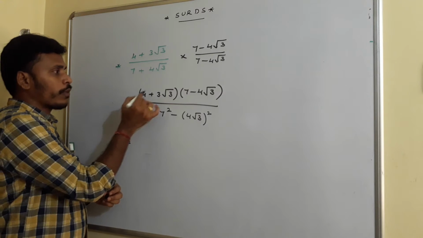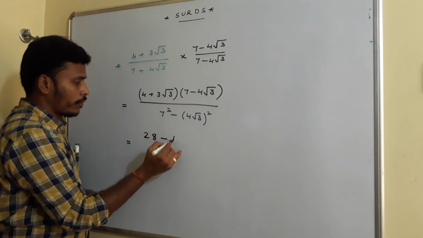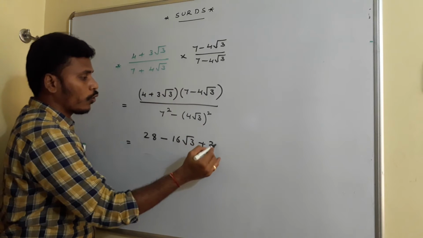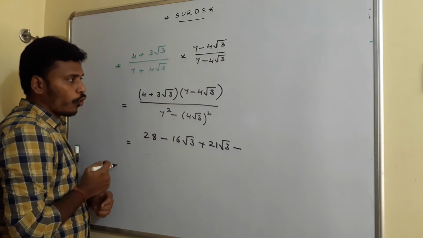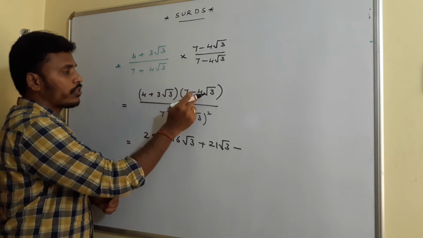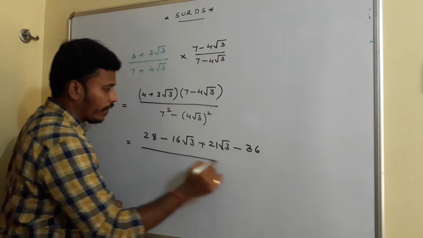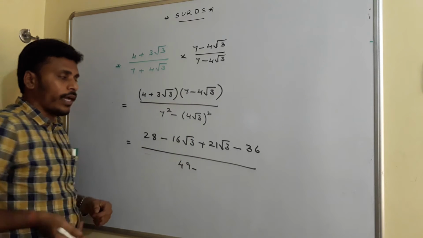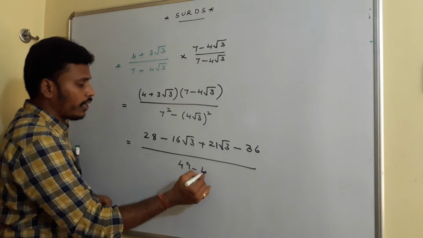You need to simplify. 4 sevens is 28. 4 fours is 16 root 3, plus 3 sevens is 21 root 3, minus 3 root 3 into 4 root 3. Think about it. 3 fours is 12, root 3 times root 3 is 3, 12 threes is 36. Divided by 7 square is 49 minus 4 root 3 square.